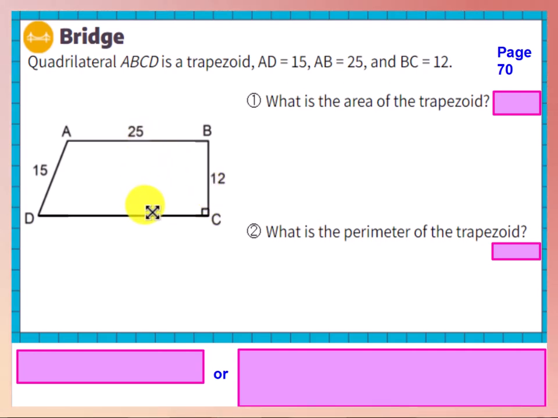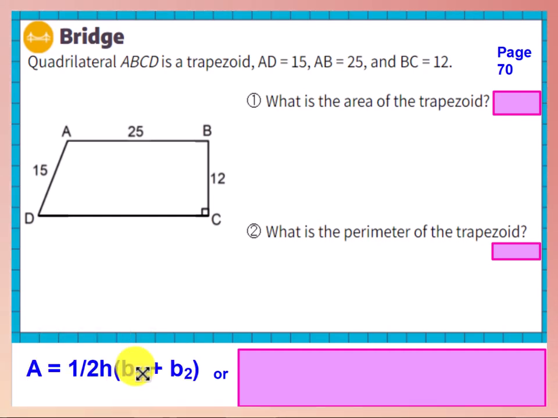These sides are parallel, which would make angle B also a right angle. But we don't know what angle A or angle D are. We just know the length of this slanted side is 15. We want to know the area of the trapezoid. So let's think about that for a minute. There are 2 approaches here. In math, there's very often more than one approach. We'll start with the area of a trapezoid.